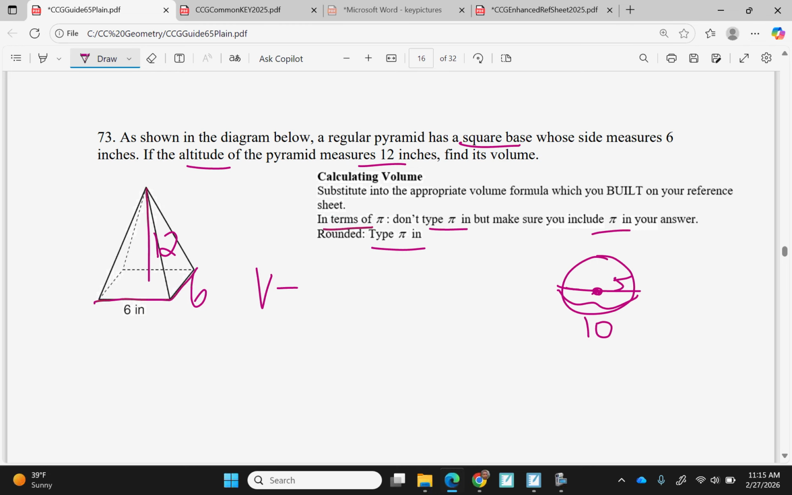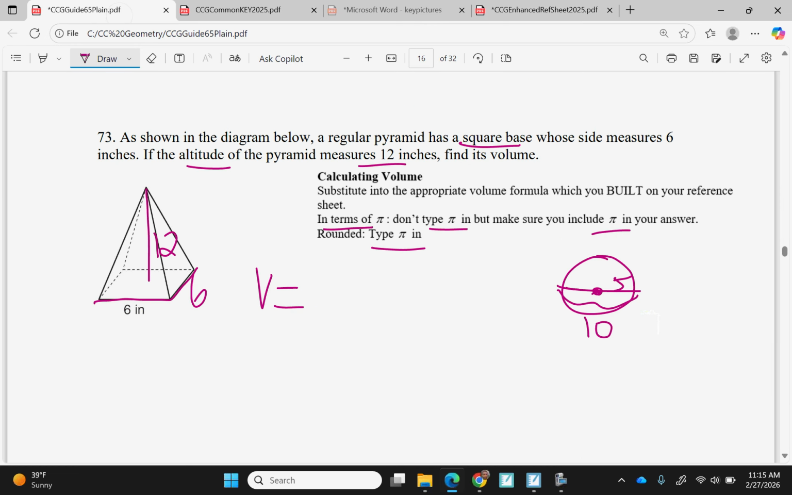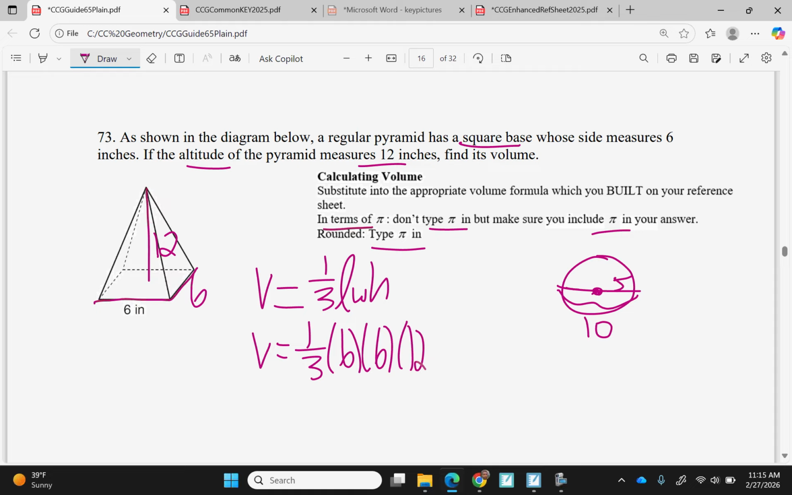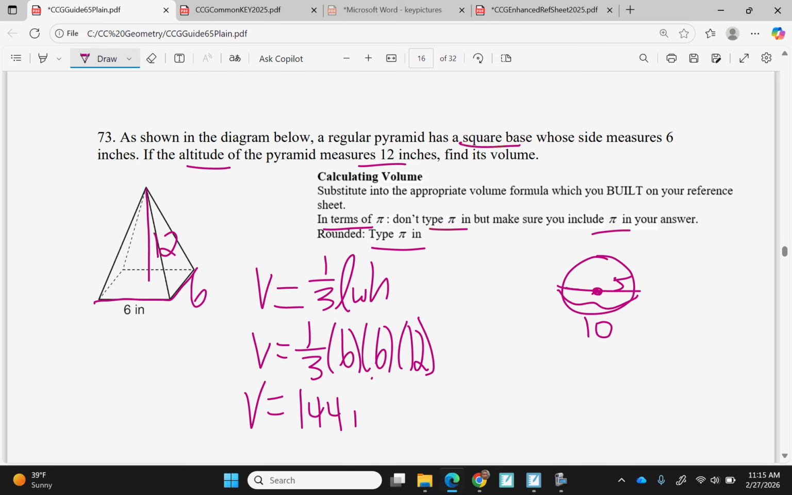I write down my formula for the volume of a pyramid, which I built. Volume of a pyramid is right there. 1/3 length times width times height. So it's 1/3 6 times 6 times 12. And I put that into the calculator, and that gives you my answer. 1/3 6 6 12. 144 cubic inches.